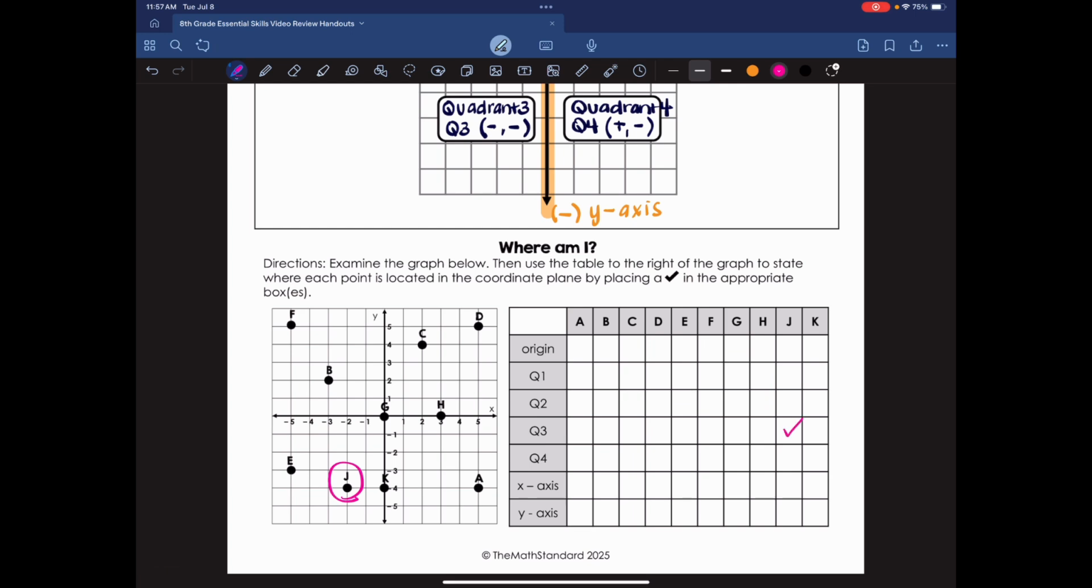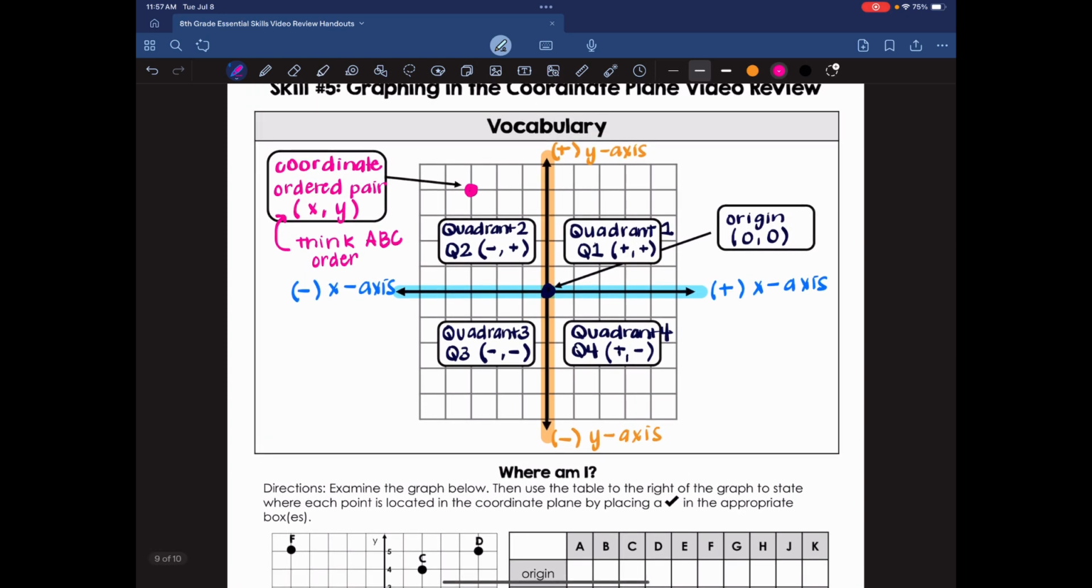So I'm going to go over to J, find quadrant 3, and put a check mark. If you get stuck or you're not sure, refer back to your diagram up here. If you didn't get a chance to color code, go back and color code it, because that'll be helpful for the next video as well. And as always, ask questions if you're not understanding. Good luck.